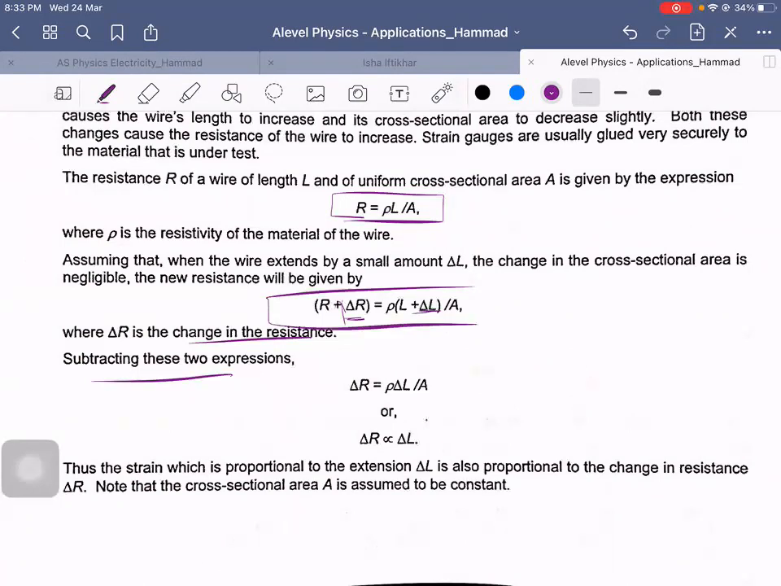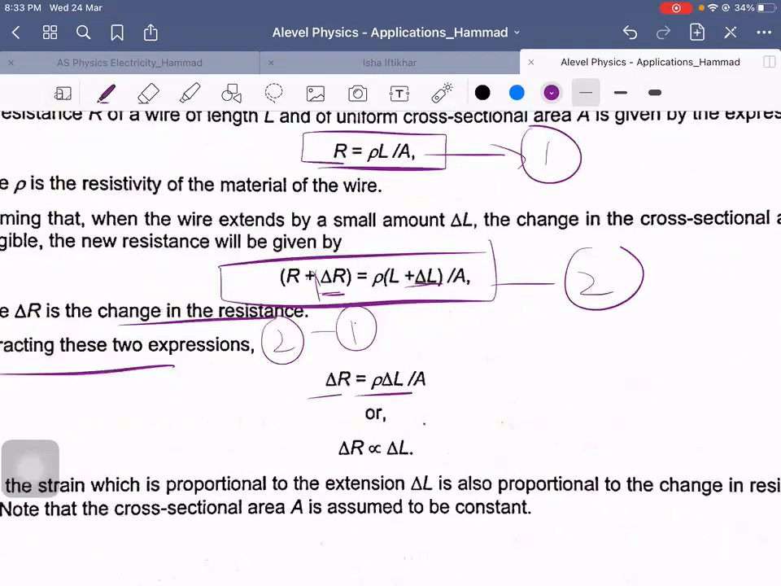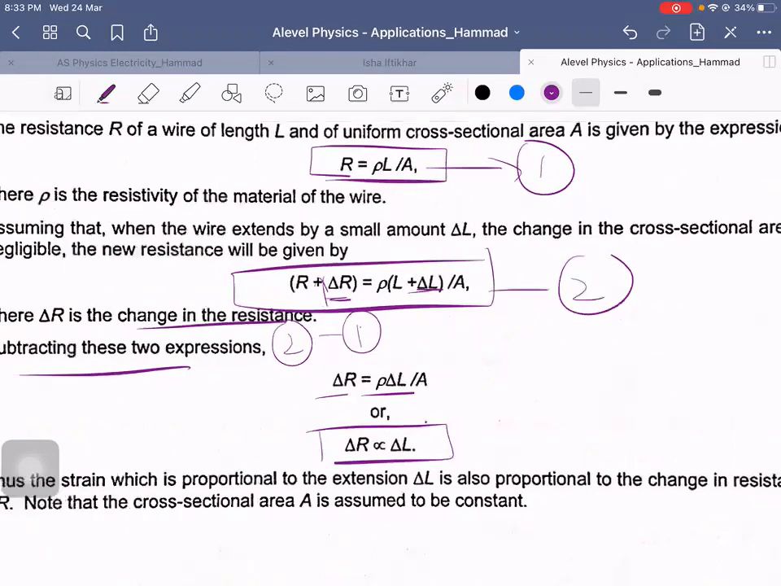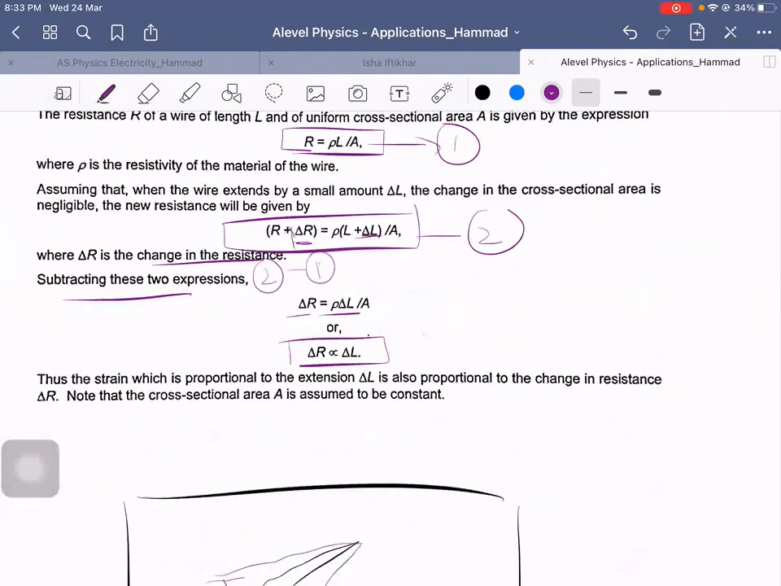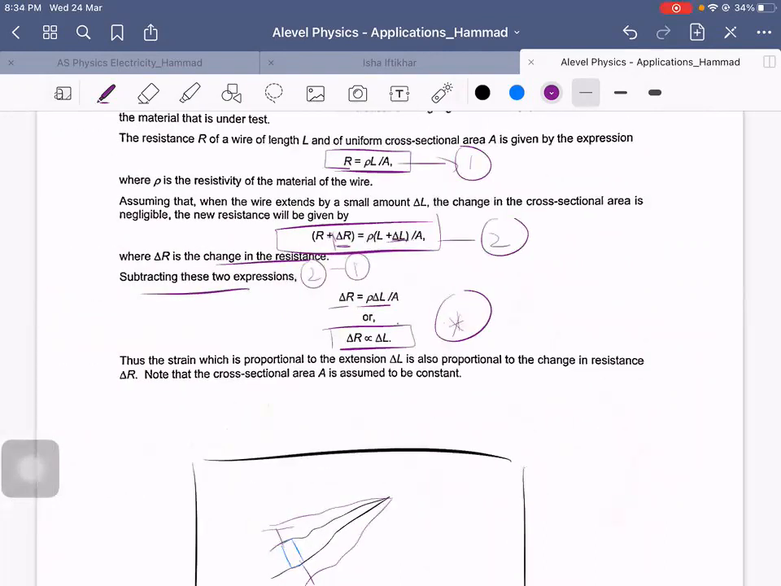I am subtracting this equation from equation 1. And I'm going to get delta R upon rho L upon A. You need to understand that the change in resistance is directly proportional to the change in length of the wire. And that is how the strain gauge works. By the way, this comes in the exam. So the cross-sectional area is assumed to be constant.